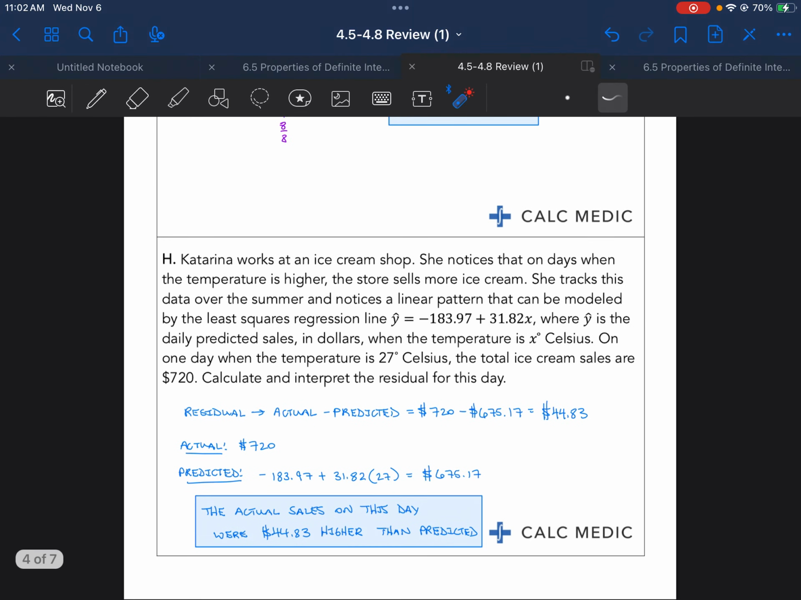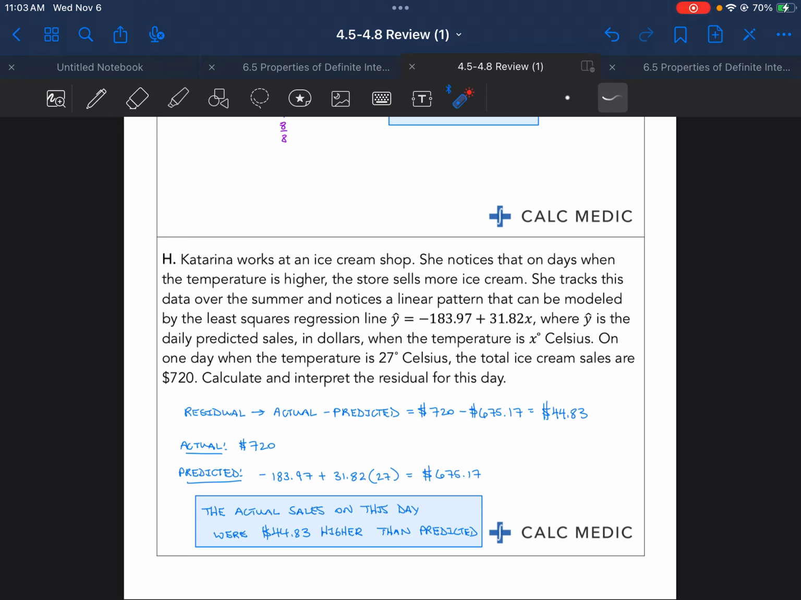All right, part H. Katerina works at an ice cream shop. She notices that on days when the temperature is higher, the store sells more ice cream. She tracks this data over the summer and notices a linear pattern that can be modeled by the least squares regression line right here. So this is the daily predicted sales in dollars when the temperature is X degrees Celsius. On a certain day when the temperature is 27 degrees Celsius, the total ice cream sales are $720. Calculate and interpret the residual.